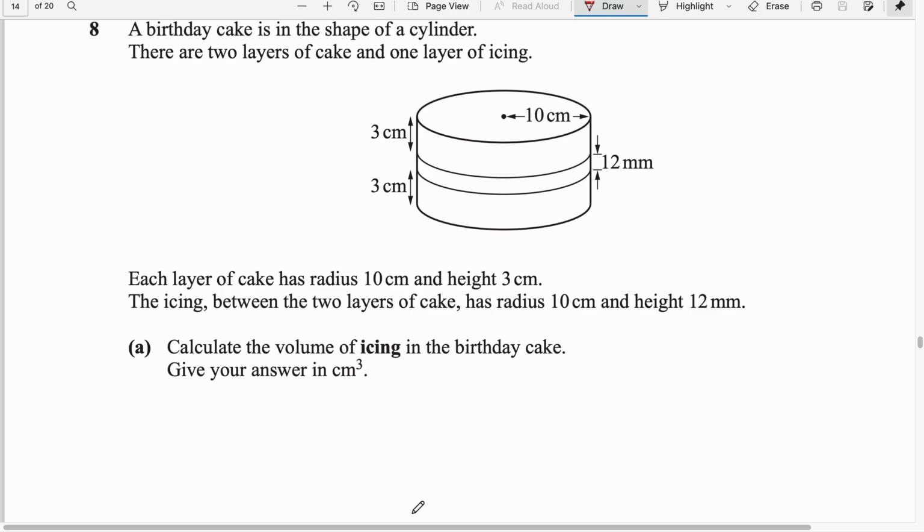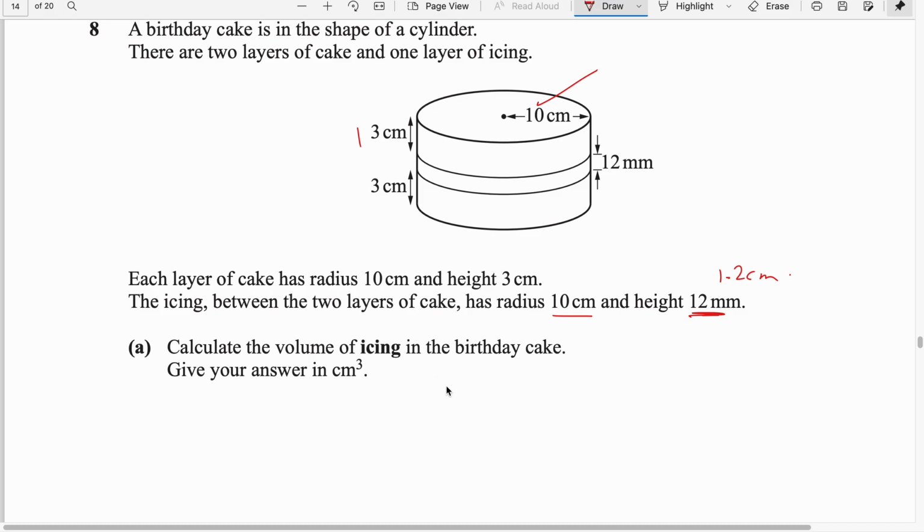Question number 8. A birthday cake is in the shape of cylinder. There are 2 layers of cake and 1 layer of icing. Each layer of cake has radius 10 centimeters and height 3 centimeters. Okay, this is the radius and height is 3. The icing between 2 layers of cake has radius 10 centimeters and thickness 12 millimeters, which is 1.2 centimeters.